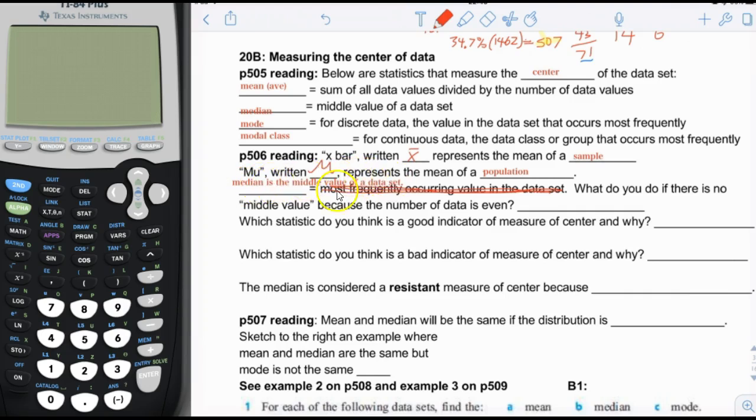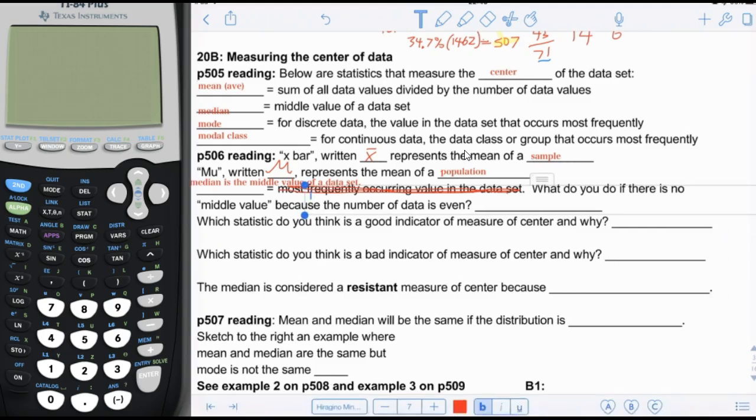Median is the middle value of the data set. I kind of messed up here. I didn't mean to talk about mode here. I meant median. Median is the middle value of the data set. What do you do if there is no middle value because the number of data is even? What you do then is you take the two values surrounding the middle and average those. Take the mean of those two values. That would be the median in this case.